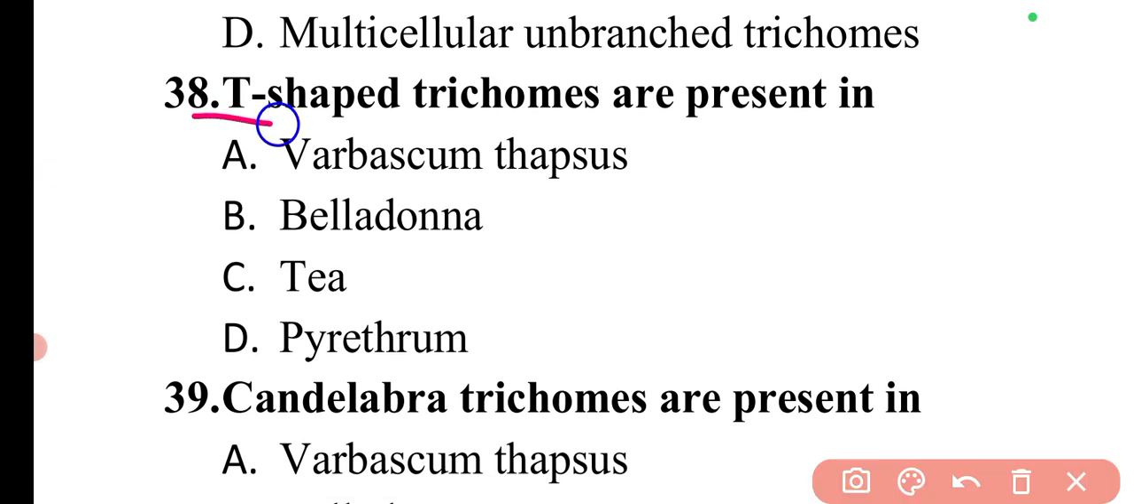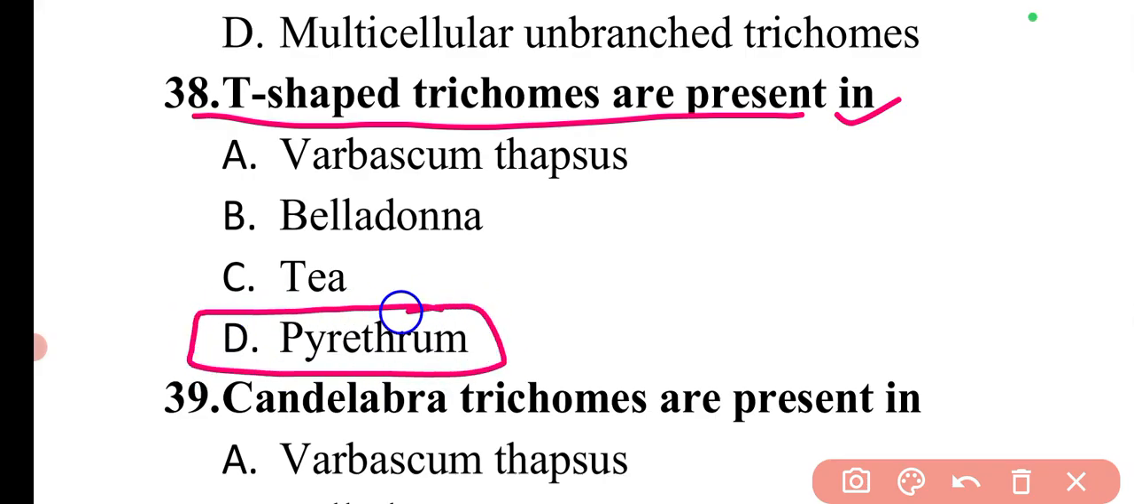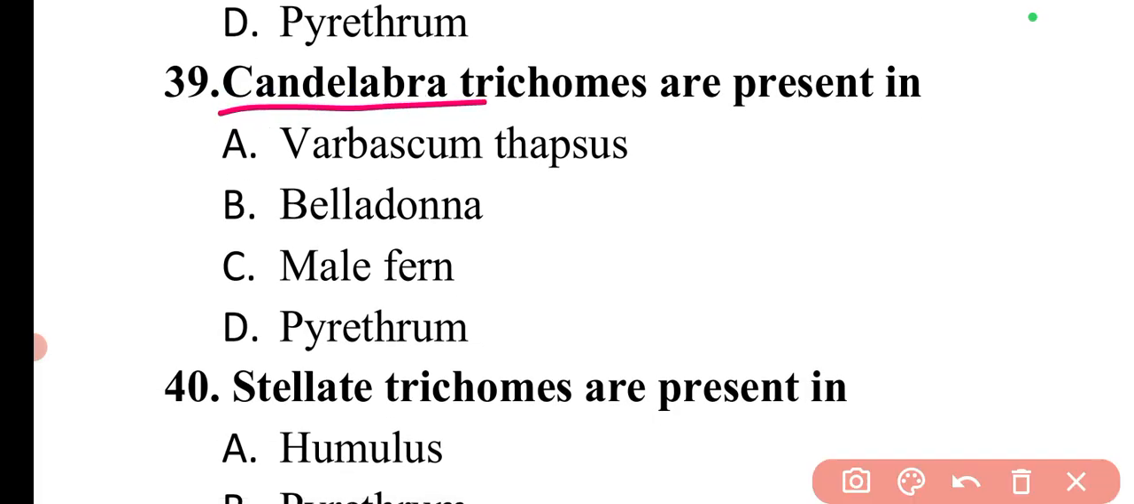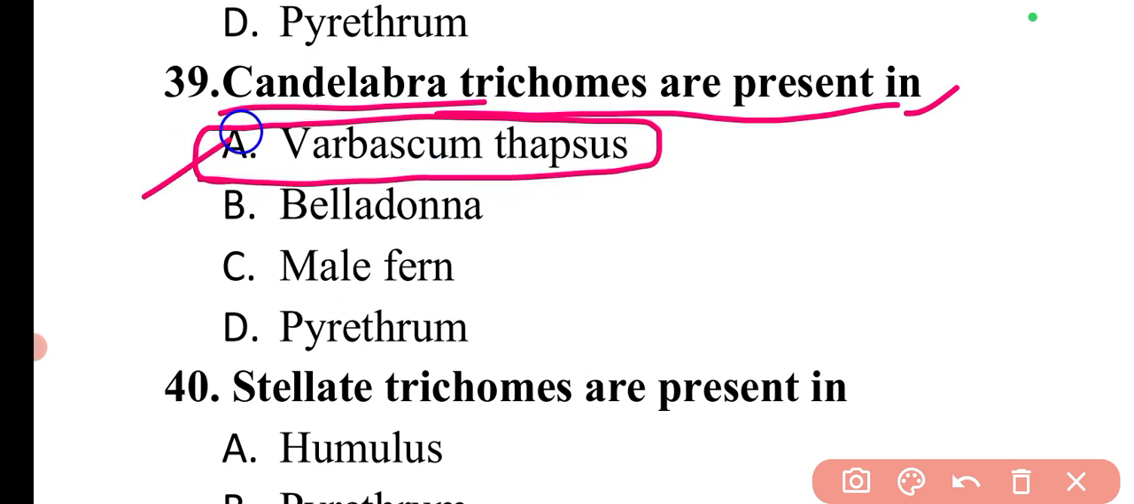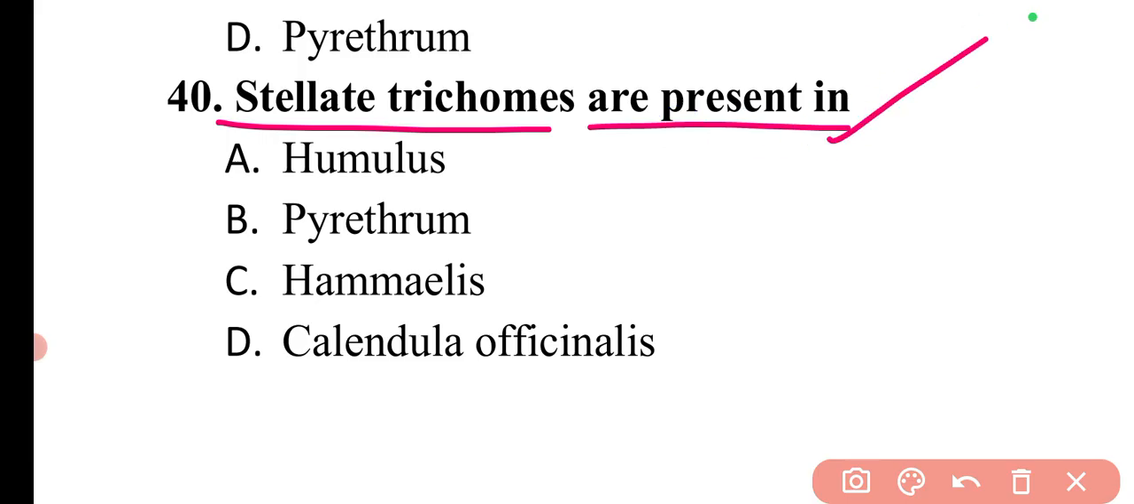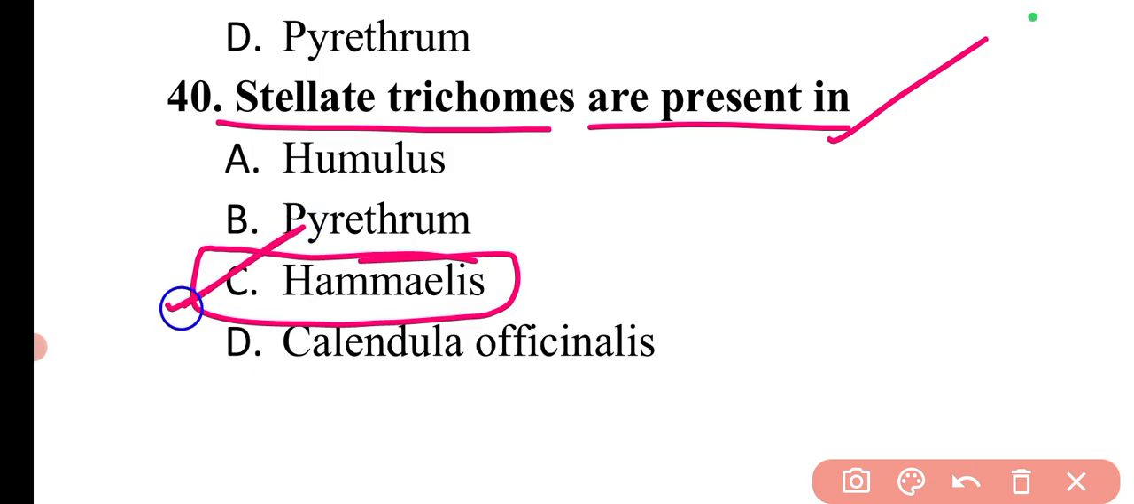Next question is, T-shaped trichomes are present in. So T-shaped trichomes, these are present in pyrethrum. So here option D will be the correct answer. Next question is, candelabra trichomes are present in. So candelabra trichomes are basically present in Verbascum thapsus. So here option A will be the correct answer. Next question is, stellate trichomes are present in. So stellate trichomes, these are present in Hamamelis. So here option C will be the correct answer.